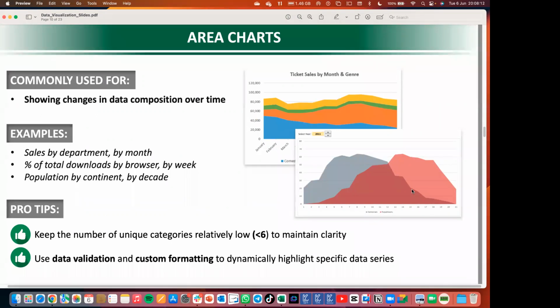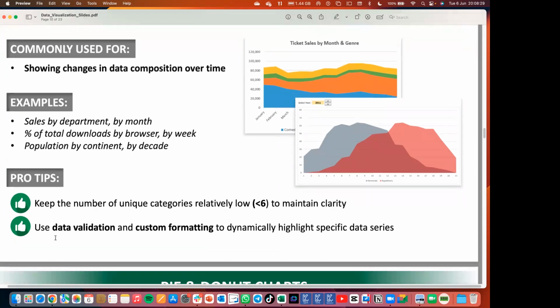What are the pro tips? Keep the number of unique categories relatively low, less than 6. If you have more than 6 categories and you use an area chart, then you're not keeping the clarity. Use data validation and custom formatting to dynamically highlight specific data series.